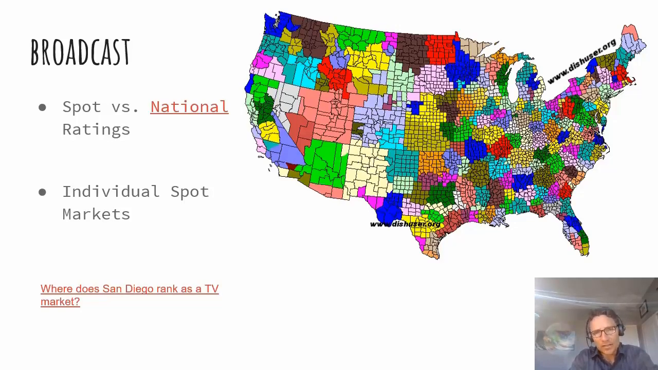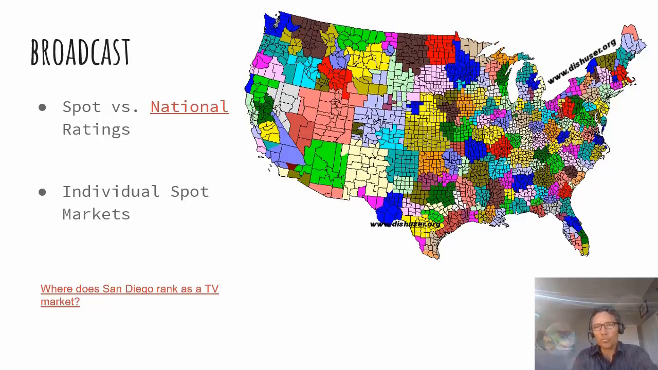So the white square, that's San Diego. That's a San Diego market. You can Google TV market map, and you can get this map, and it's interactive, and it'll click and give you what each market is. The reason I'm showing you this TV market map is because there's two ways to buy TV.